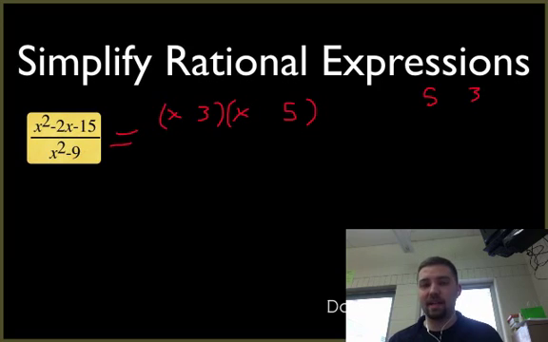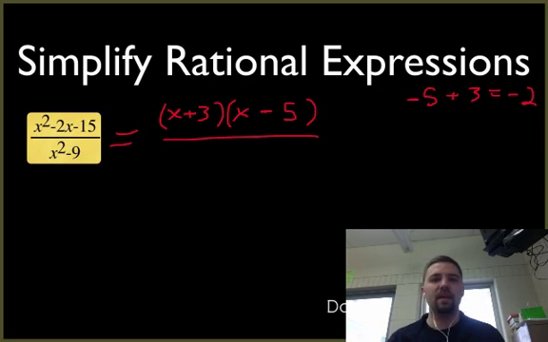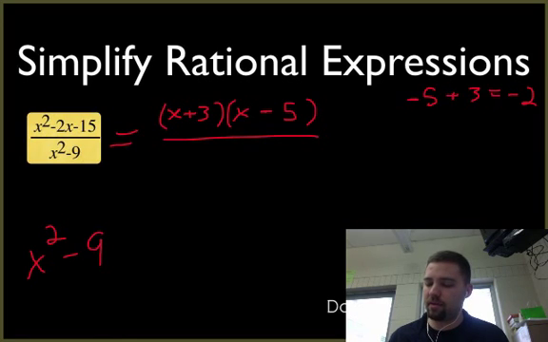So it's got to be 5 and 3, and they have to combine to give me negative 2. If I have a negative 5 plus a 3, that gives me negative 2. So it's got to be x minus 5 times x plus 3 here on top. So that's completely factored. And then on the bottom, I've got this x squared minus 9. This is a rule you might want to remember: since both x squared and 9 are perfect squares, I can break this into x minus 3 times x plus 3.